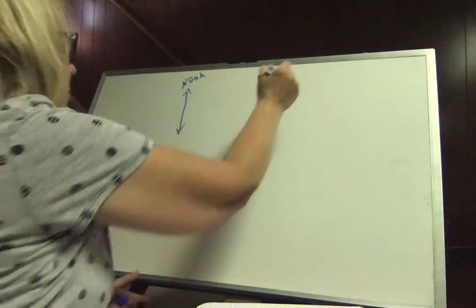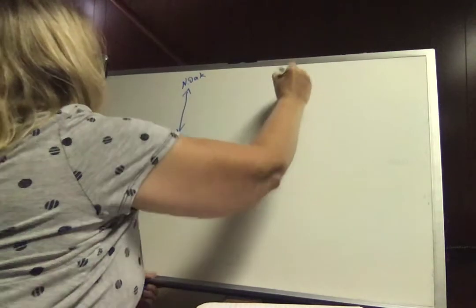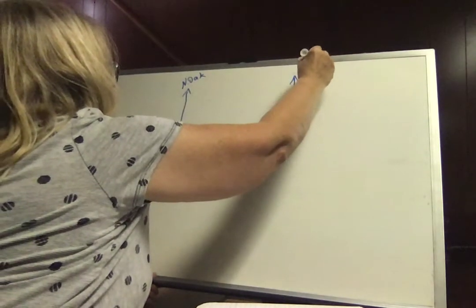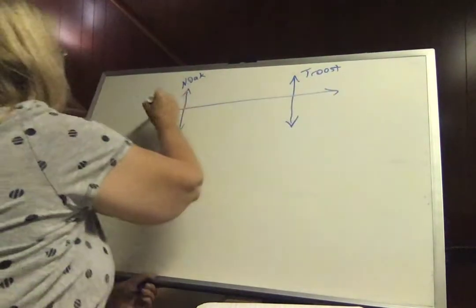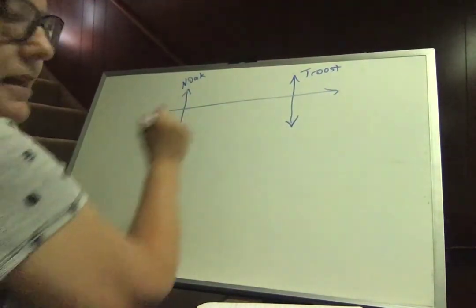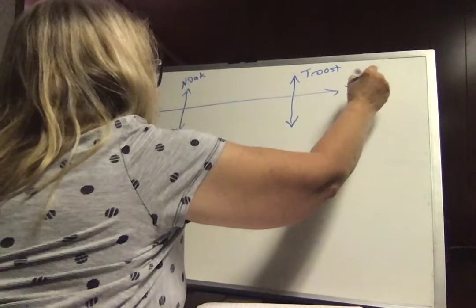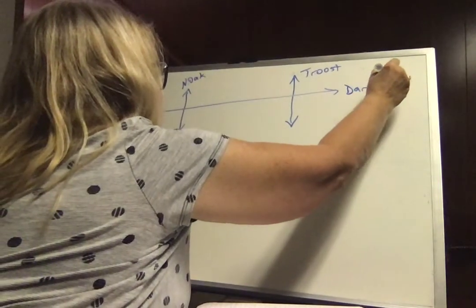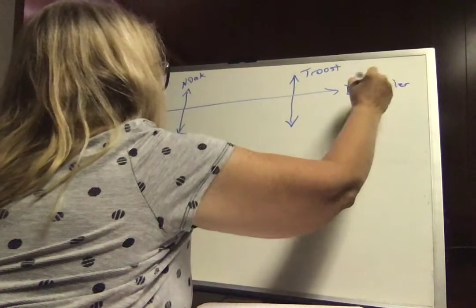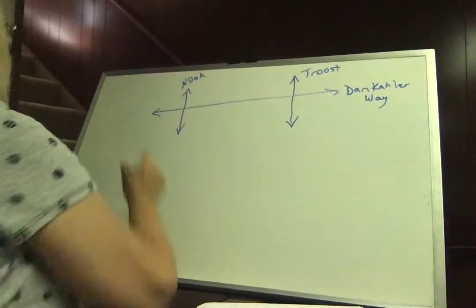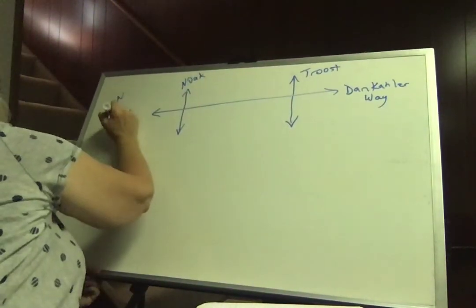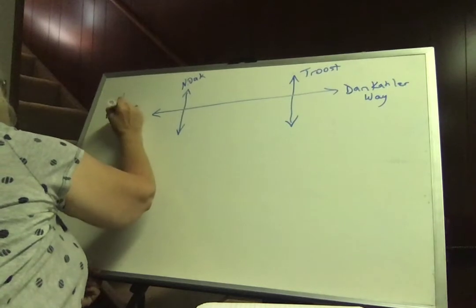parallel to Troost. And across it, right in front of Oak Park, is the Dan Kaler Way. Okay, and this is then north, south, east, and west.